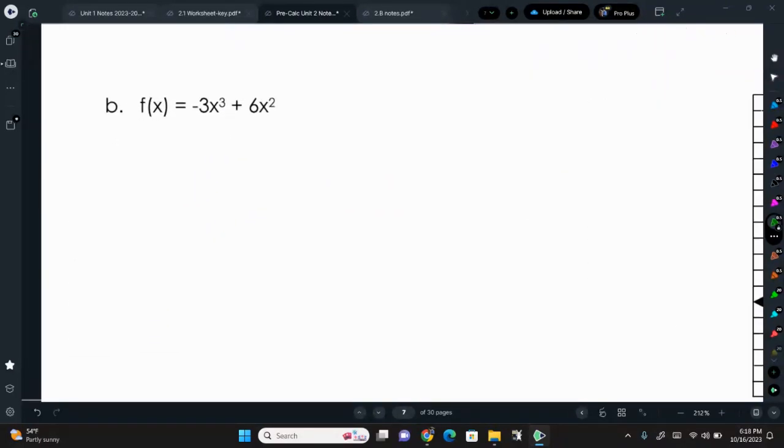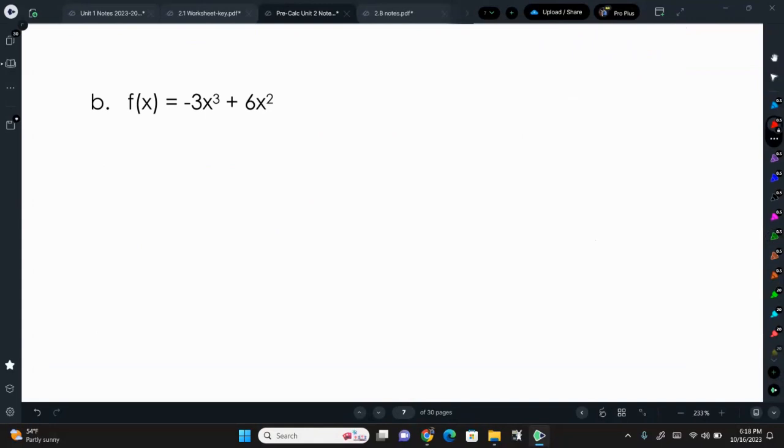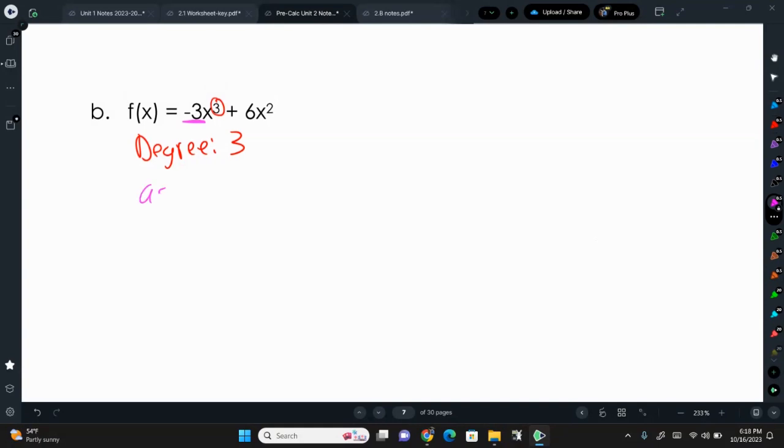All right, letter B. We can do the leading coefficient test first before we factor it because this is in general form. So the degree is just the largest exponent, which is 3. And our leading coefficient is -3, so it's a negative leading coefficient. That means the end behavior is going to be just like the previous example. The left side is going to go up, and the right side is going to go down.